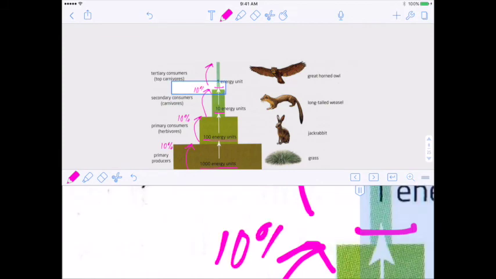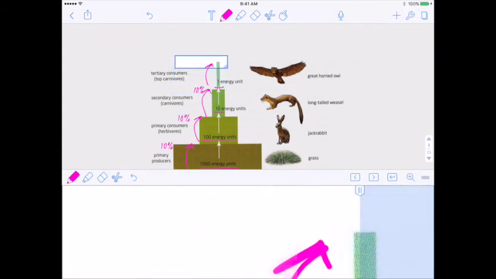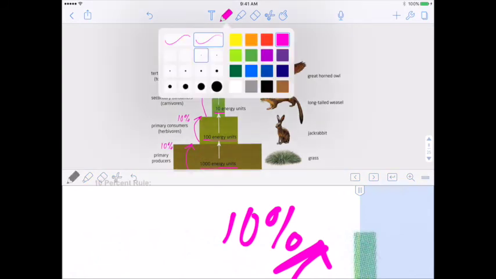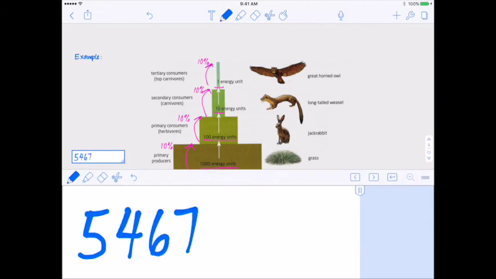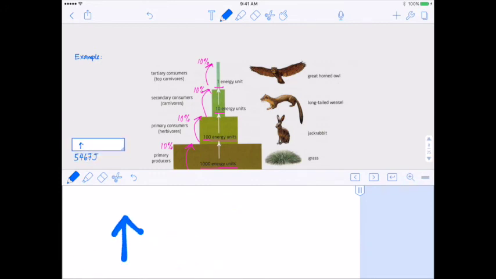You'll be required to do some calculations. One of the calculations you'll have to do is to determine the amount of energy available at each of the trophic levels. So let's do an example. Let's say that we actually measured the amount of energy that was available in the first trophic level, and that amount of energy was 5,467 joules of energy. I need to know how much of that energy will be available for the second trophic level. So the answer is it'll be 10% of it.